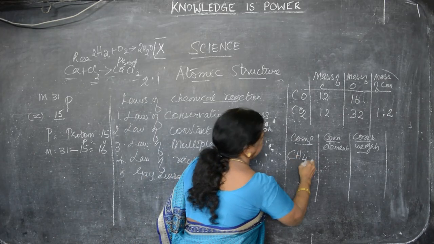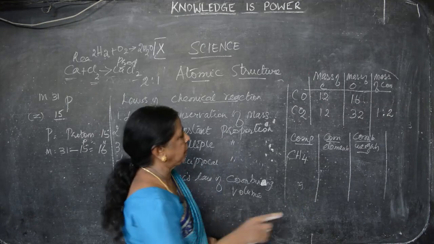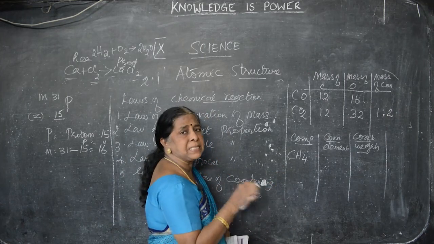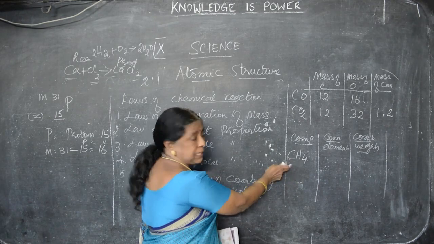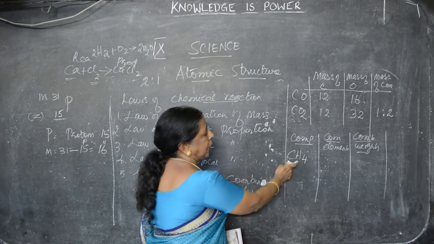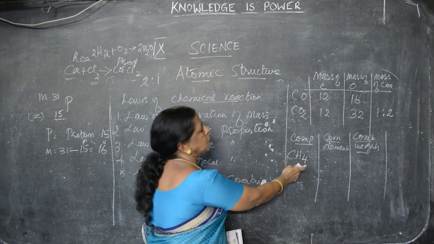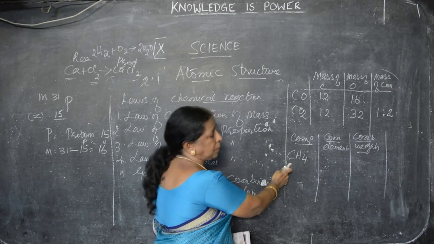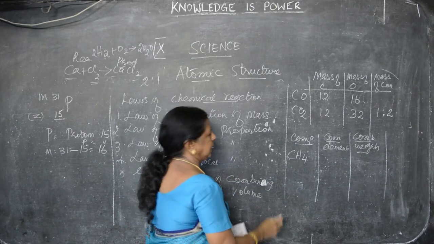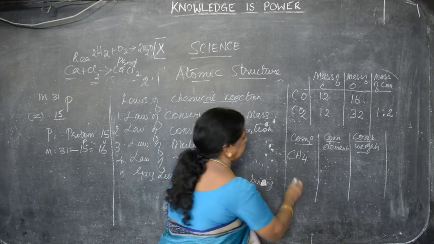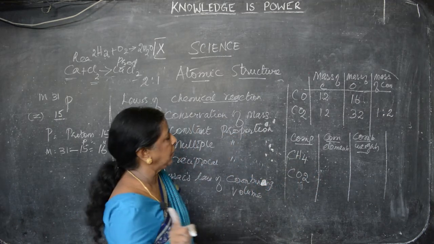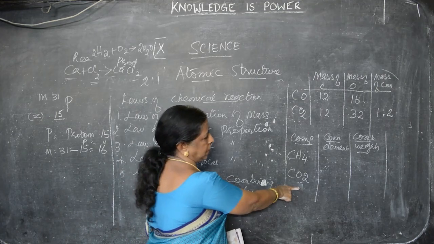Here, what are the compounds? CH4, that is methane. That is 1 carbon atom, 4 hydrogen atoms. The number represents the number of atoms present in the compound. Here CH4, is there any number next to C? No. That means only 1 carbon atom. Hydrogen, what's the number there? 4. So 1 atom of carbon combined with 4 atoms of hydrogen and become methane. Next compound is carbon dioxide. Here carbon is one atom only. Oxygen how many atoms? 2.